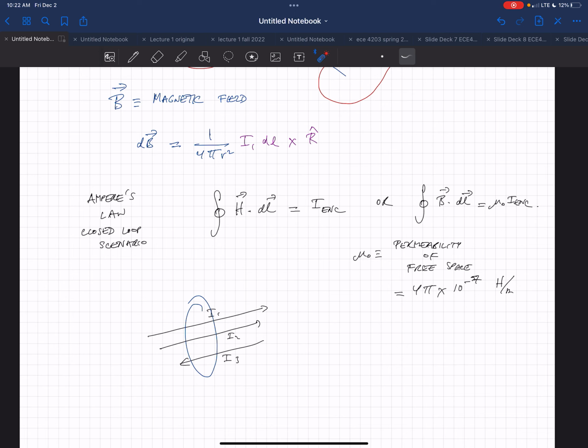By the way, the relationship between B and H is given by this mu. B is called the magnetic field or magnetic induction, and H is called the magnetic flux.